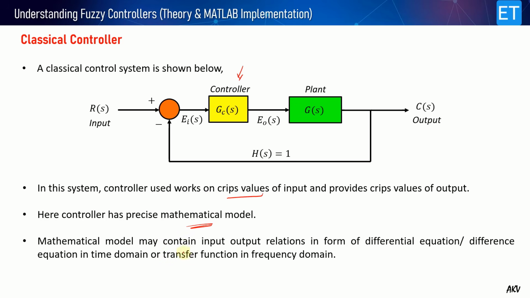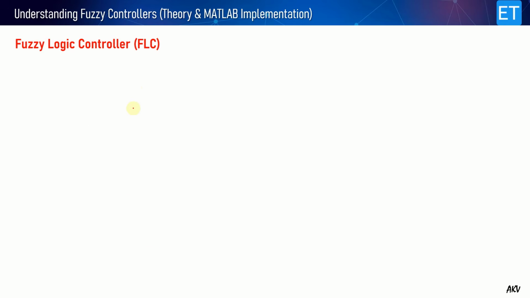This mathematical model may contain the input-output relations in the form of either differential equations or difference equations in the time domain. And if you're talking about the frequency domain, this mathematical relationship is in the form of the transfer function as shown here, like G_C(s). Examples are PI and PID controllers. These are classical controllers.